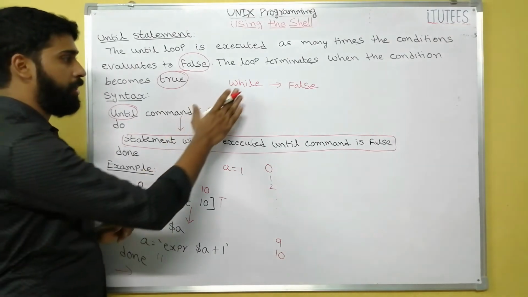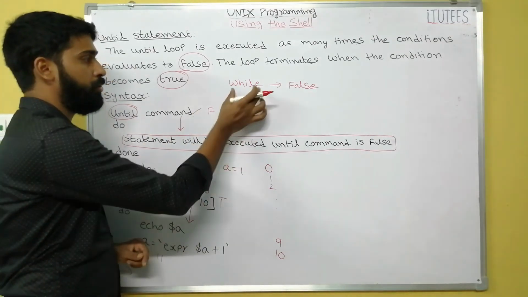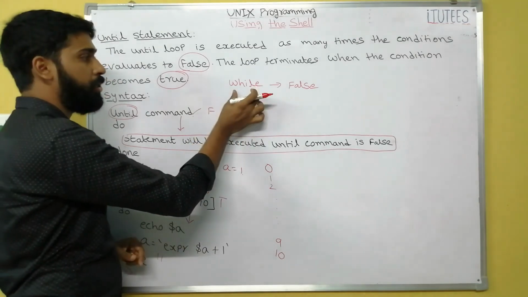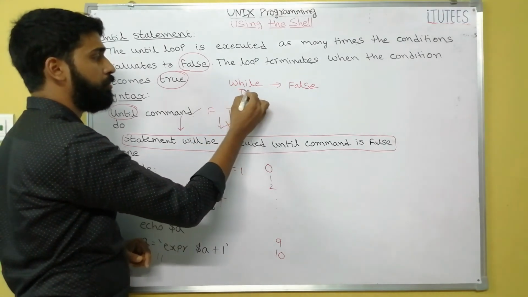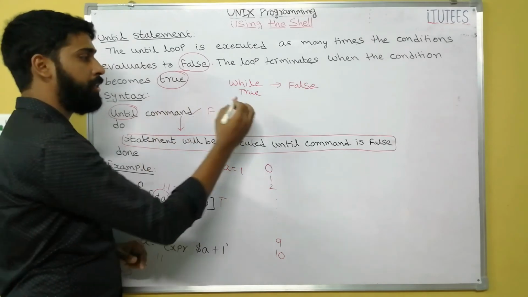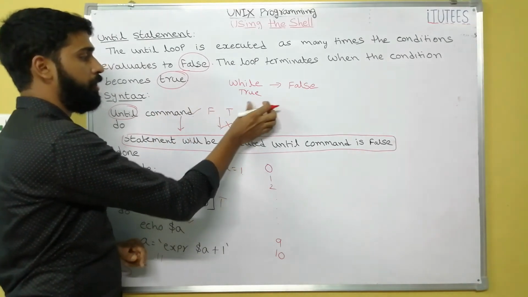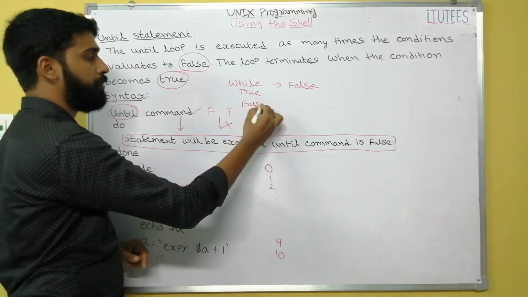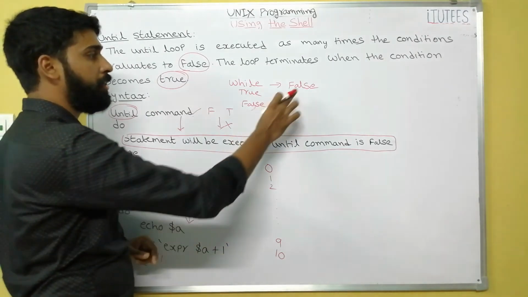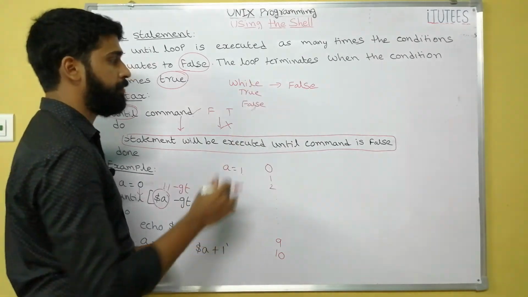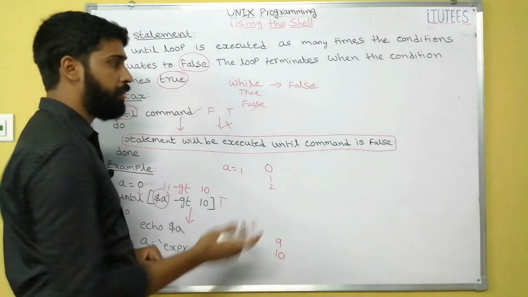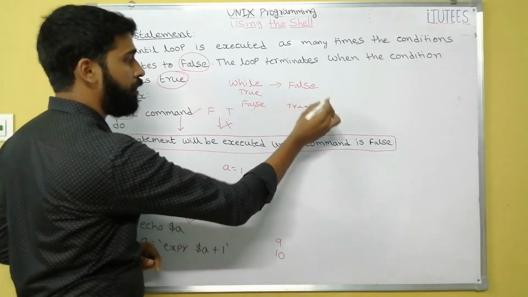That means what you observe? The until loop is reverse to the while loop. So while executes if the condition is true. Until executes if the condition is false. While terminates the loop if the condition is false. Until terminates the loop if the condition is true.